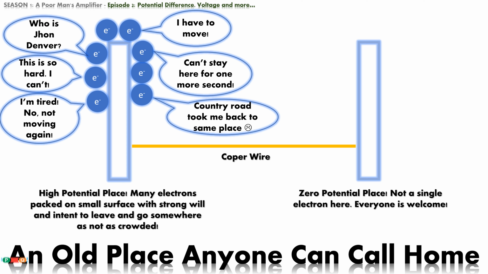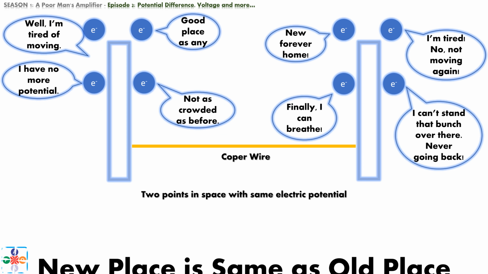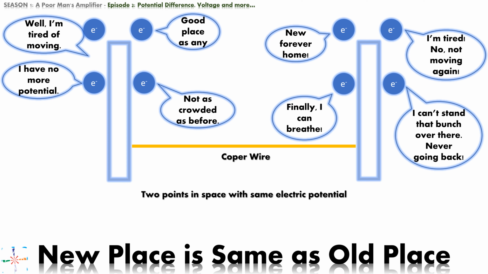But where? On the first, or on the second rod? And how many will decide to move, and how many will decide to stay? What will happen to their potential then? Let's skip the journey animation this time and go to the point in time where the first 4 of the electrons have moved to their new forever home. After their journey they are happy, they have more room and it is not as crowded as before. But what about the remaining 4 electrons from the first rod?